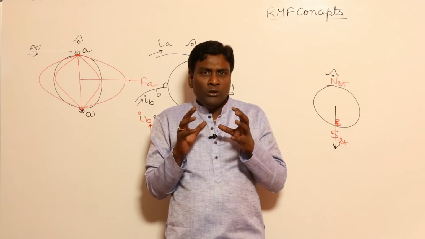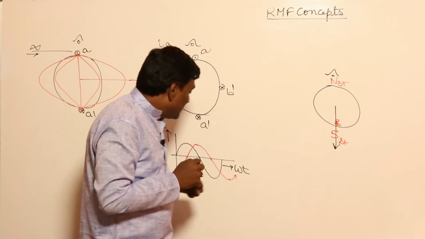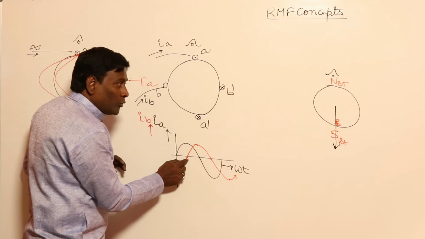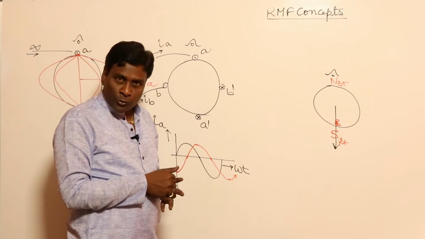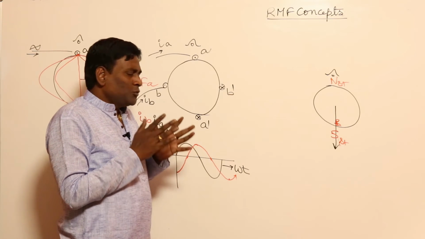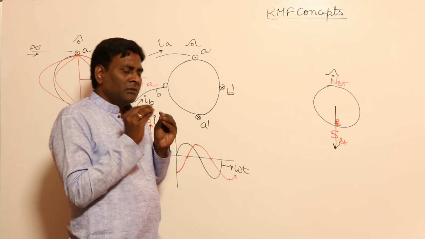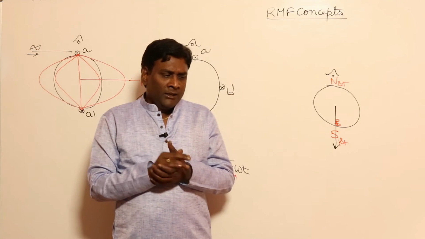Okay. So if I have time displaced currents flowing through space displaced windings, a rotating magnetic field will be produced, we say. Okay, what is meant by time, what is meant by space? Let me have a small introduction.